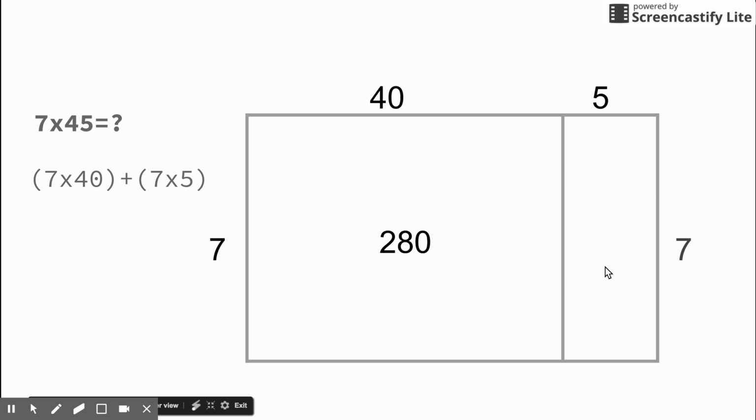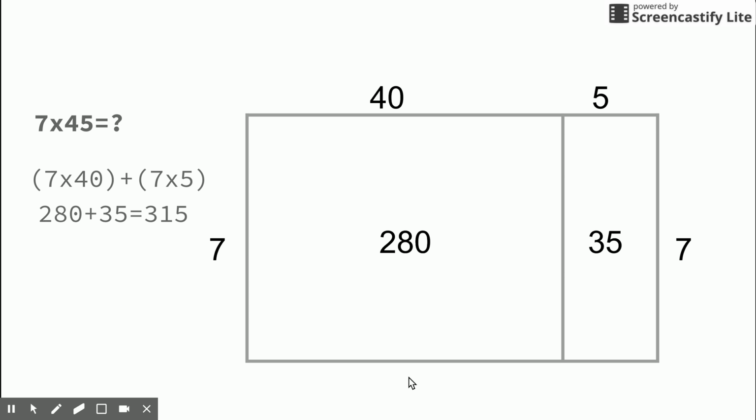Now 7 times 5, if I want to drop in that other 7 there to make it clear for myself, I could do that. 7 times 5 is 35, and if we add those two together, 280 plus 35 would give us 315. So that makes it really simple to take a more challenging problem for students at this point, 7 times 45, and break it up into bite-sized pieces that they can actually multiply.